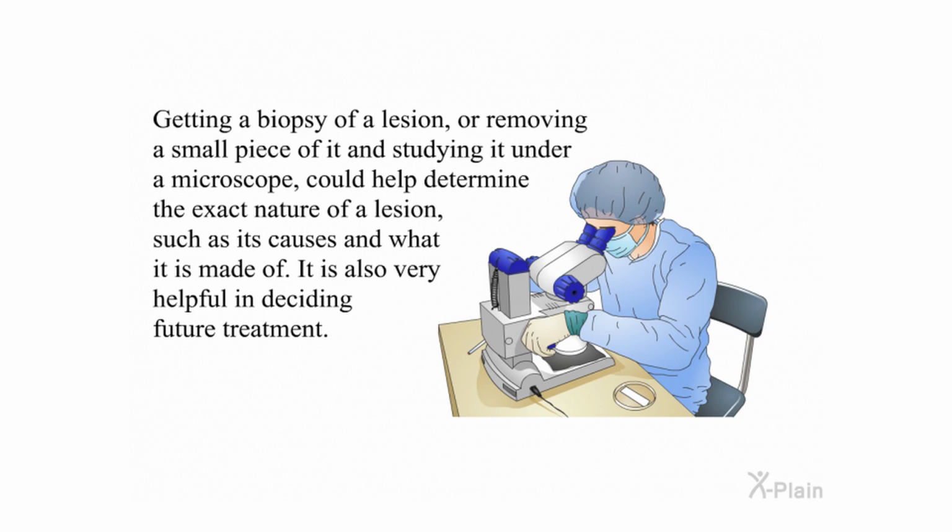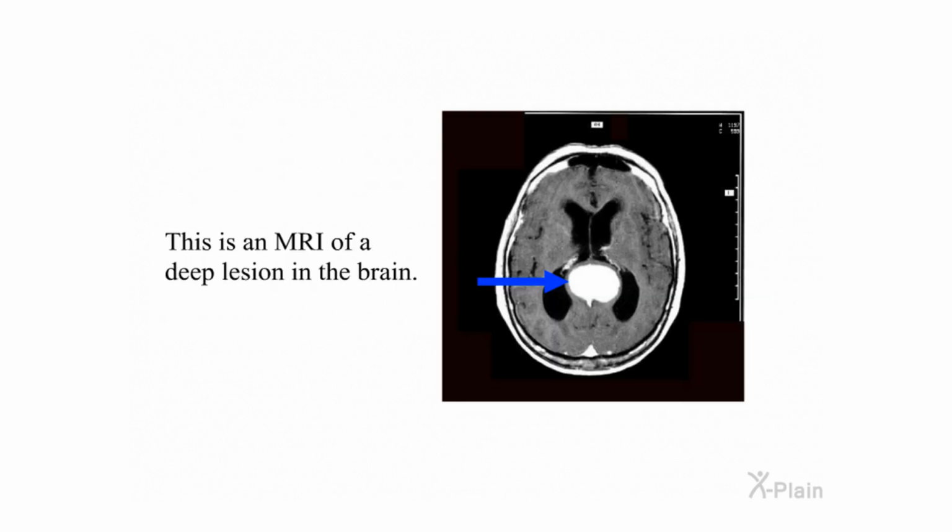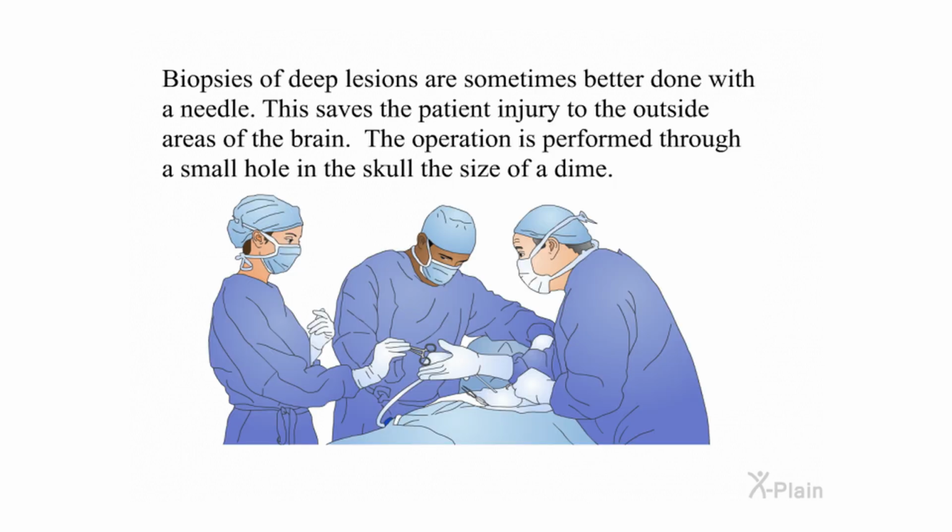Getting a biopsy of a lesion, or removing a small piece of it and studying it under a microscope, could help determine the exact nature of a lesion, such as its causes and what it is made of. It is also very helpful in deciding future treatment. This is an MRI of a deep lesion in the brain. Biopsies of deep lesions are sometimes better done with a needle. This saves the patient injury to the outside areas of the brain. The operation is performed through a small hole in the skull the size of a dime.